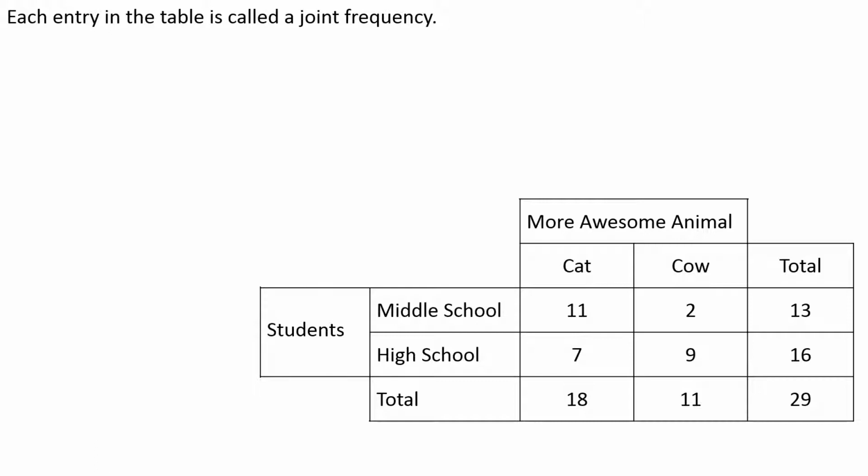And then notice that 29, the grand total, has to be consistent. So if I add up the 13 middle school students and the 16 high school students, I get 29. Same thing for the more awesome animal. If I add the 18 cat and 11 cow, that also better add up to 29 because I talked to 29 students that gave me an opinion.